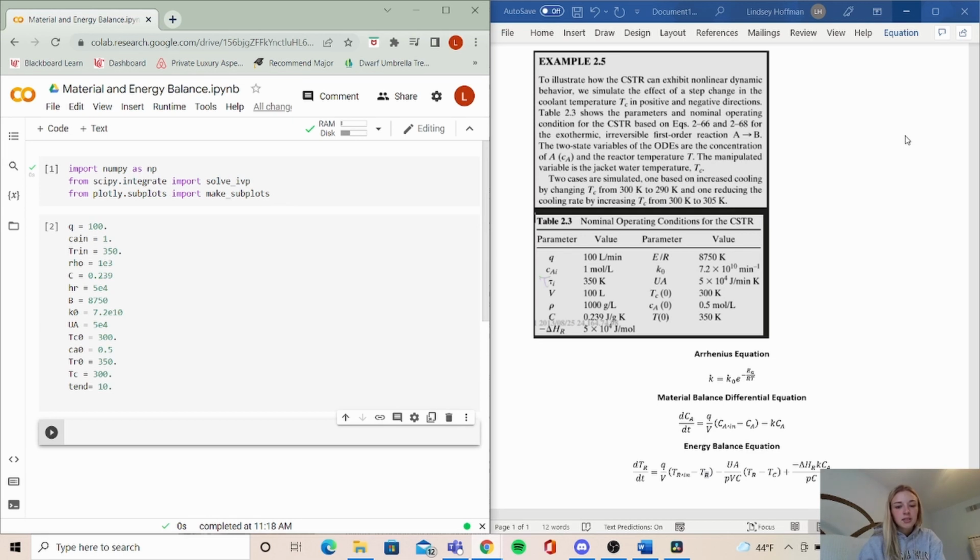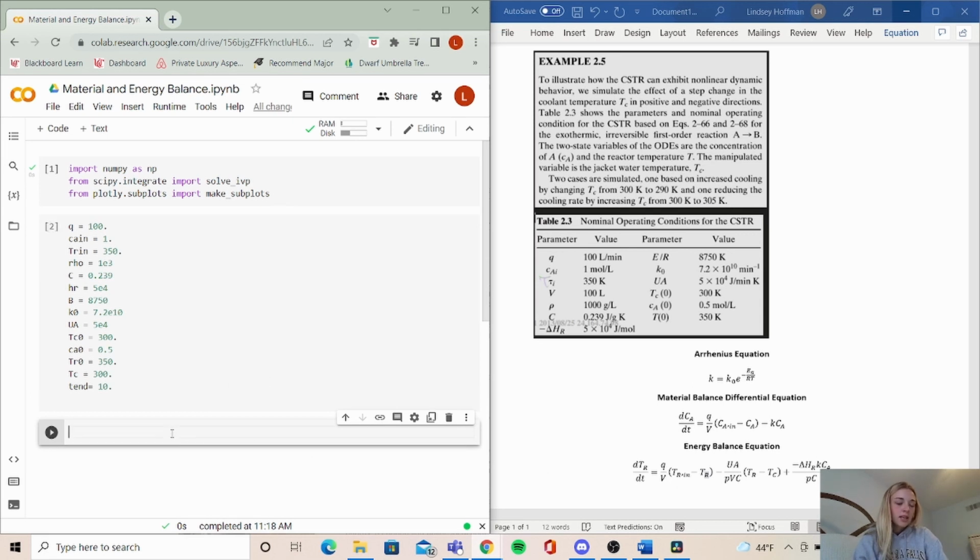Before we get started, I wanted to note that temperature is going to be a big factor of our equations because our Arrhenius equation, K here, is going to be reliant on temperature and determined by that temperature value. And then our K is going to be used in our concentration of A over some period of time. So it's going to be dependent on temperature in our material balance equation. And also for our energy balance equation, we have our K value in here also.